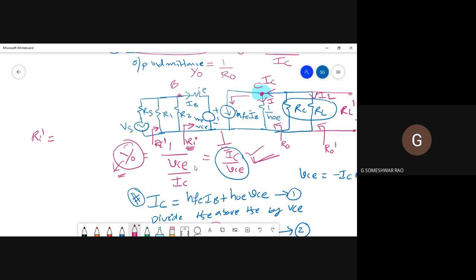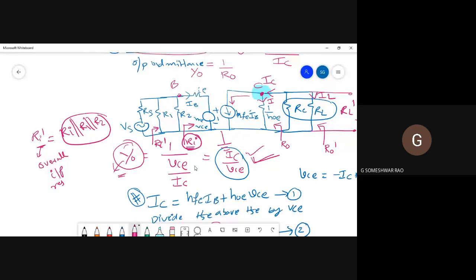Ri dash, what can we say? Can I say that Ri is in parallel to R1 and R2? Overall input resistance only I'm talking about. Ri dash is nothing but Ri, the input resistance, in parallel to R1 in parallel to R2, can I say? Yes, sir. Very good. So therefore I can say that Ri dash is nothing but the overall input resistance.